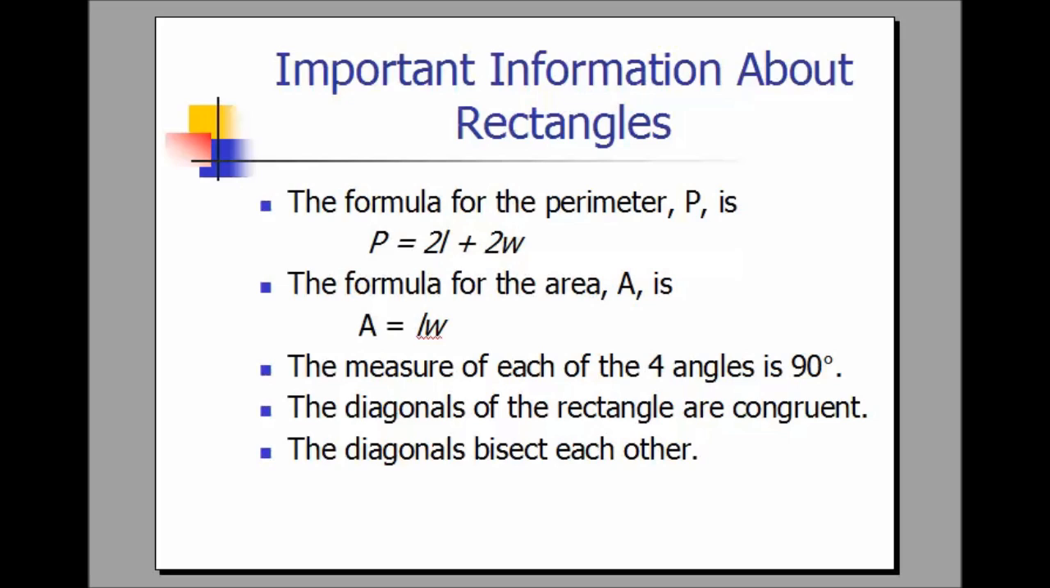Here are the most important formulas for rectangles and some other important facts as well. The formula for the perimeter, P, is P equals 2L plus 2W, where L equals the length of the rectangle and W equals the width. The formula for the area A is A equals L times W, where L and W are the length and the width. It's good to know that the measure of each of the four angles in a rectangle is 90 degrees. The diagonals of the rectangle are congruent, and because a rectangle is a special case of a parallelogram, the diagonals bisect each other.